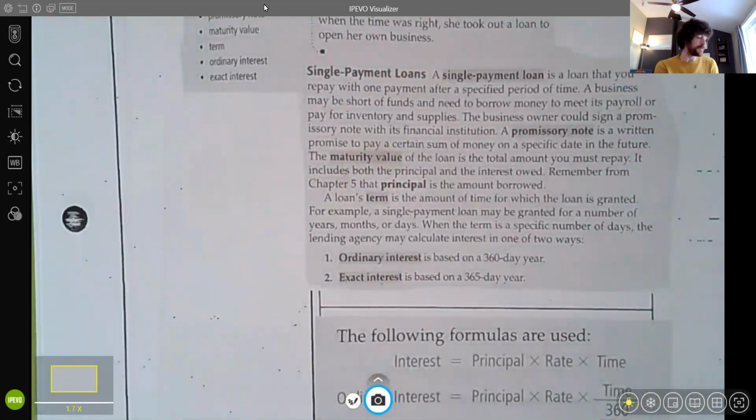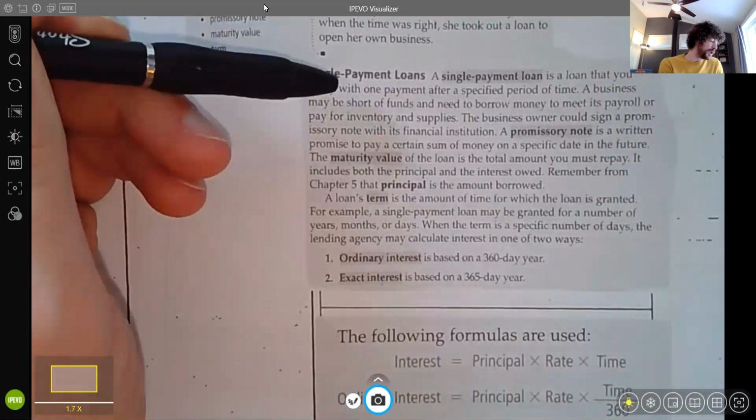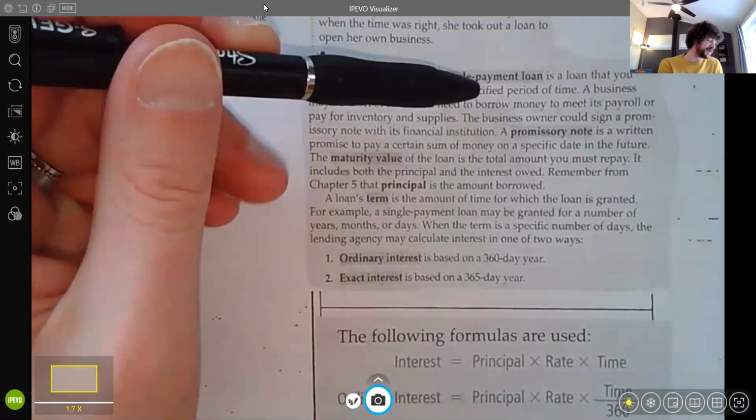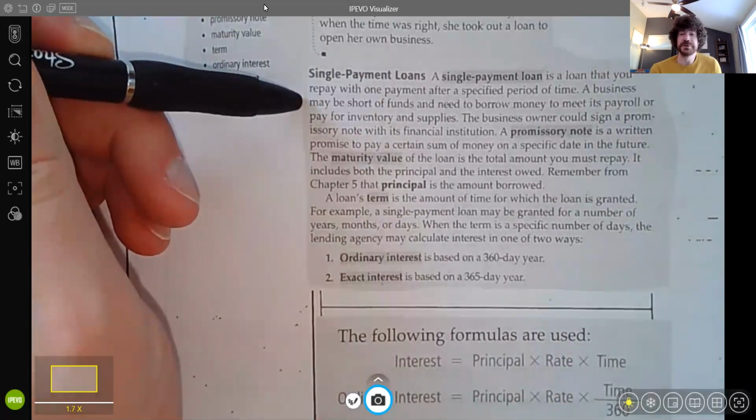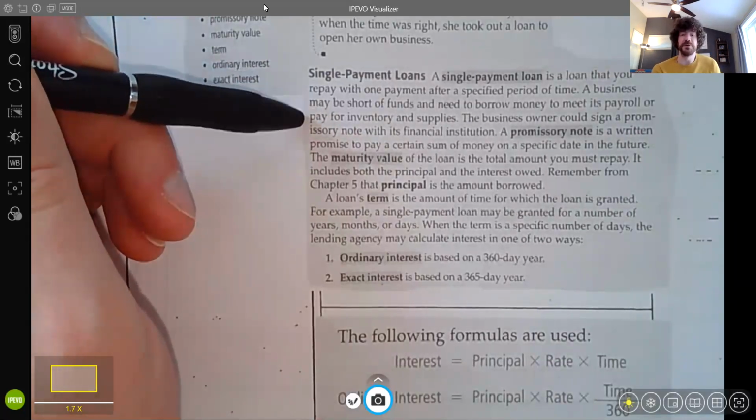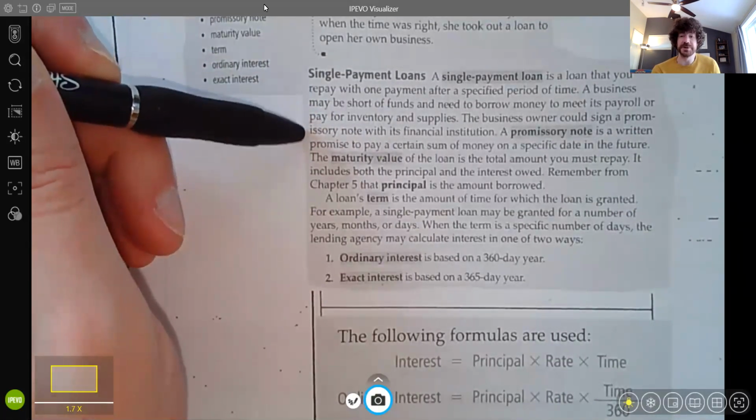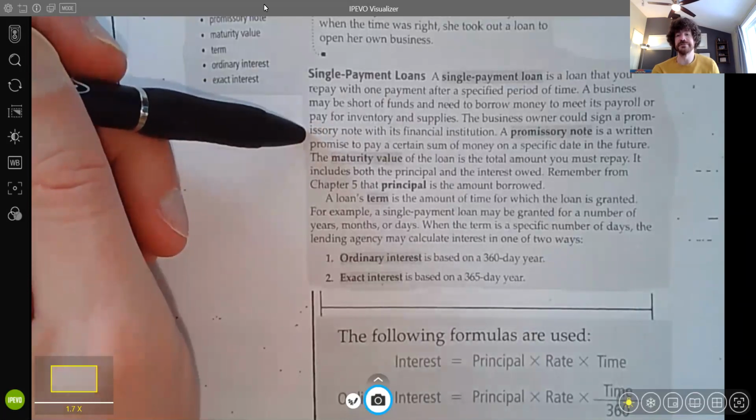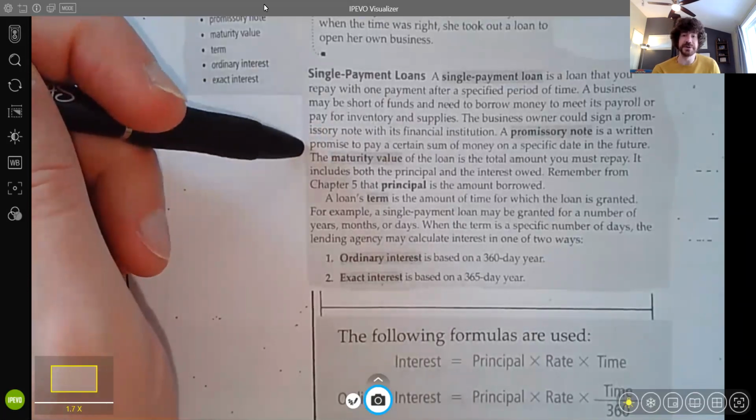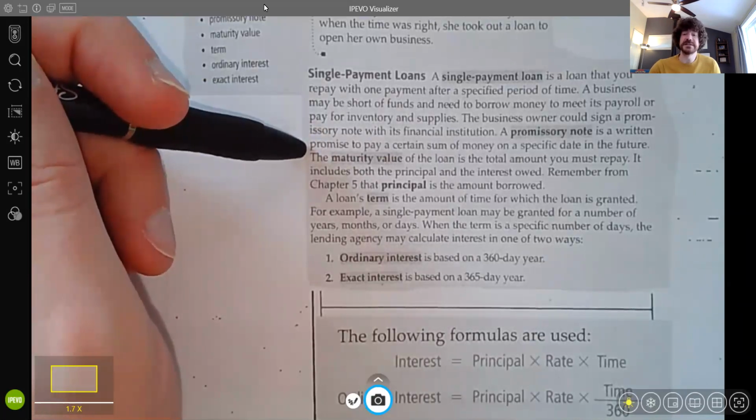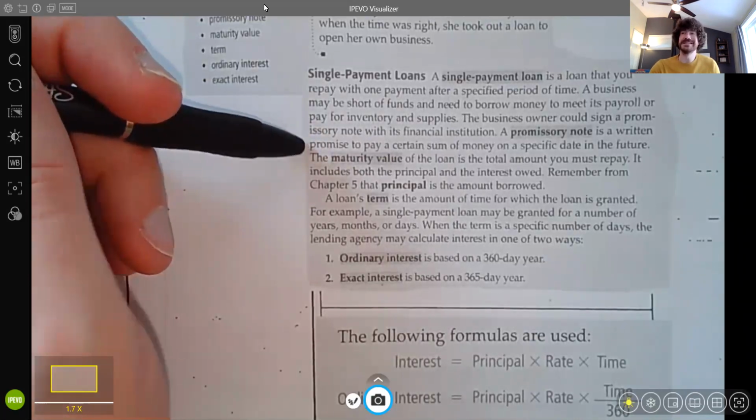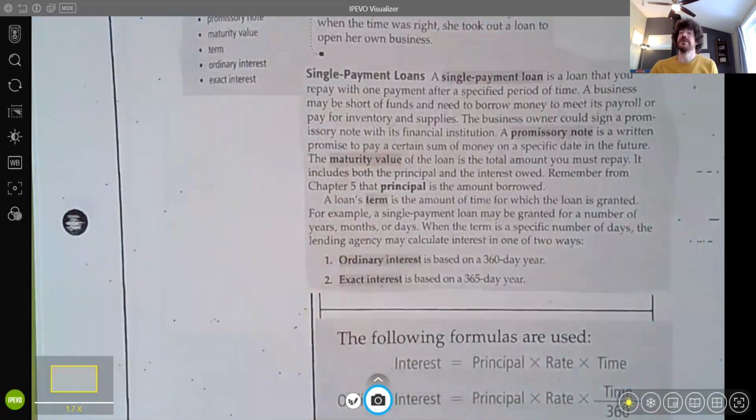And so here we go. A single payment loan is a loan that you repay with one payment after a specified period of time. A business may be short of funds and need to borrow money to meet its payroll or pay for inventory and supplies. The business owner could sign a promissory note with its financial institution. A promissory note is a written promise to pay a certain sum of money on a specific date in the future. So basically you're saying, yep, I'm going to pay this back. This is the day that I'm going to have it paid back by. And that's what a promissory note is.